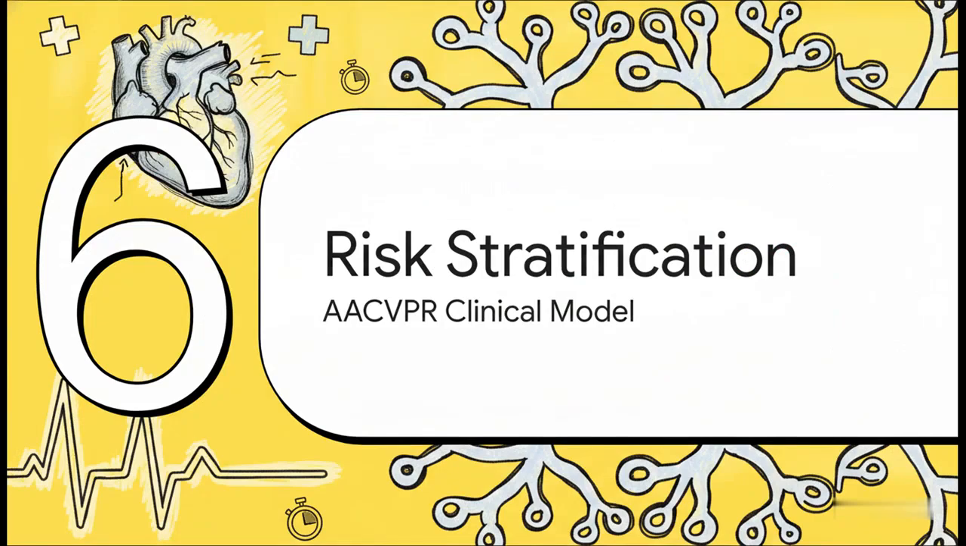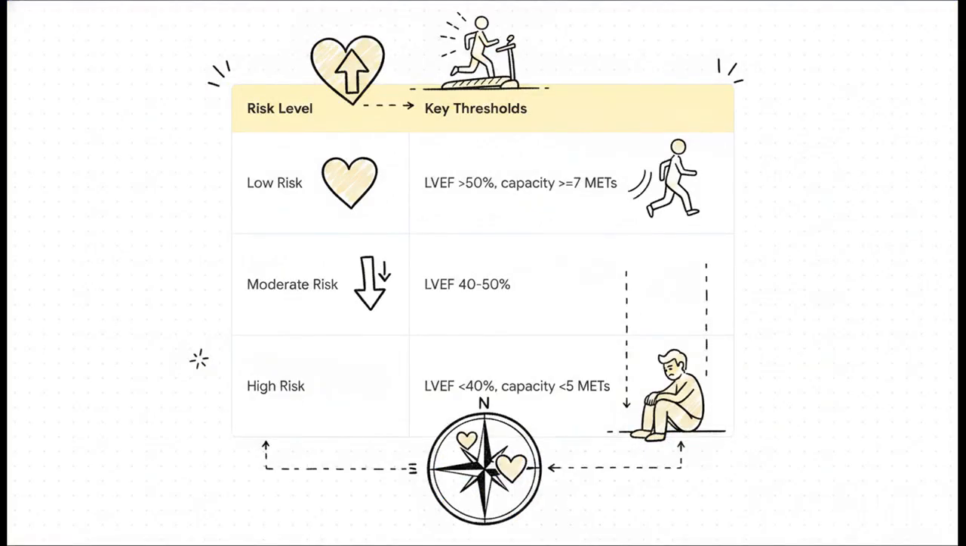Moving on to Section 6, AACVPR risk stratification. Now we are shifting our focus away from apparently healthy populations and moving straight into clinical medical fitness settings for patients who have known cardiovascular disease. Here, functional capacity and ejection fraction act as your main guiding compasses.